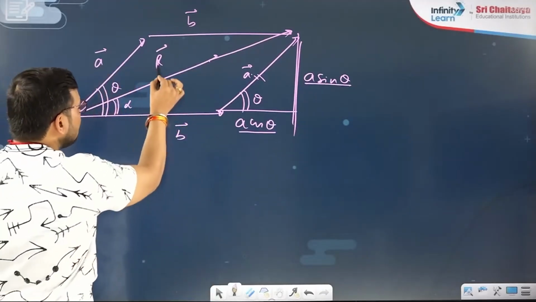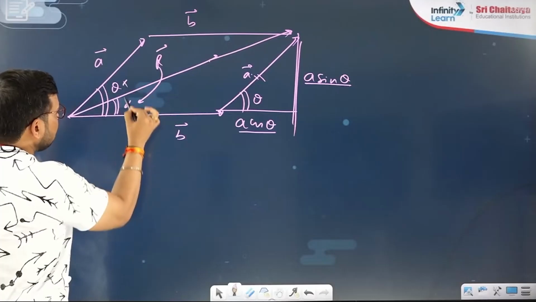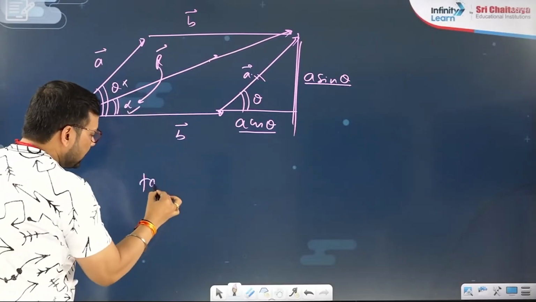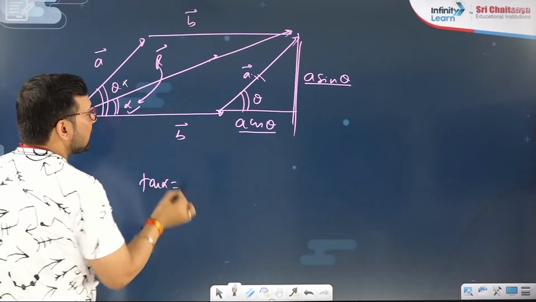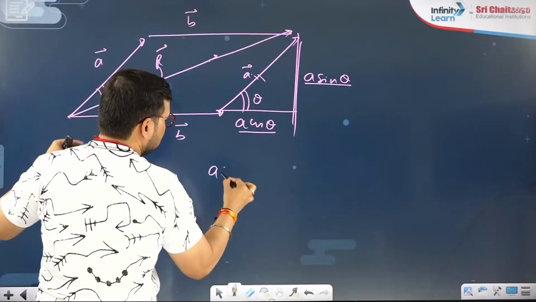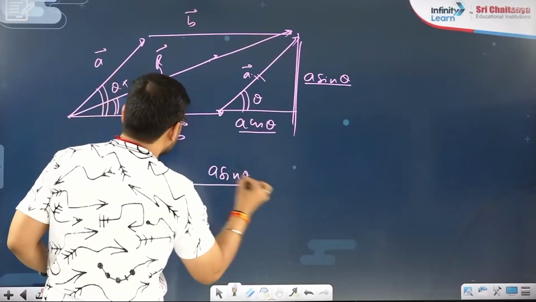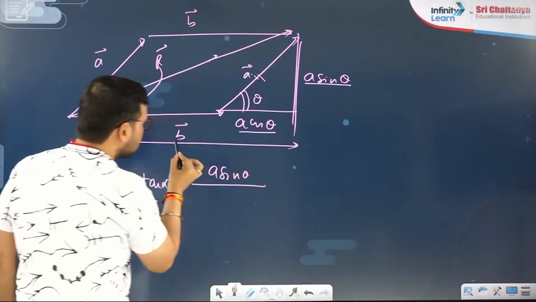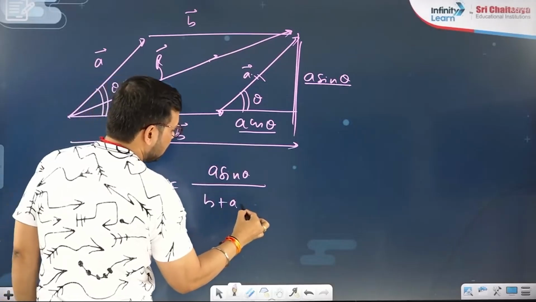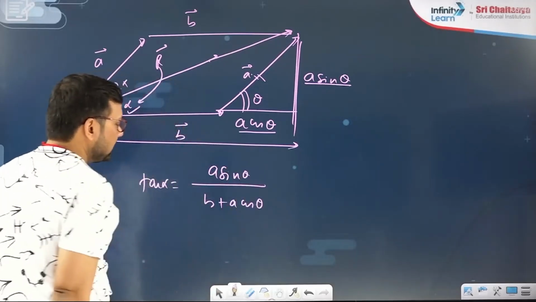I want to write the resultant angle. I am not interested in theta, I am interested in alpha. So I will write tan alpha, and we all know that tan alpha is the perpendicular, which is A sin theta, divided by the base. The base will be this total, and this total will be B plus A cos theta, right?